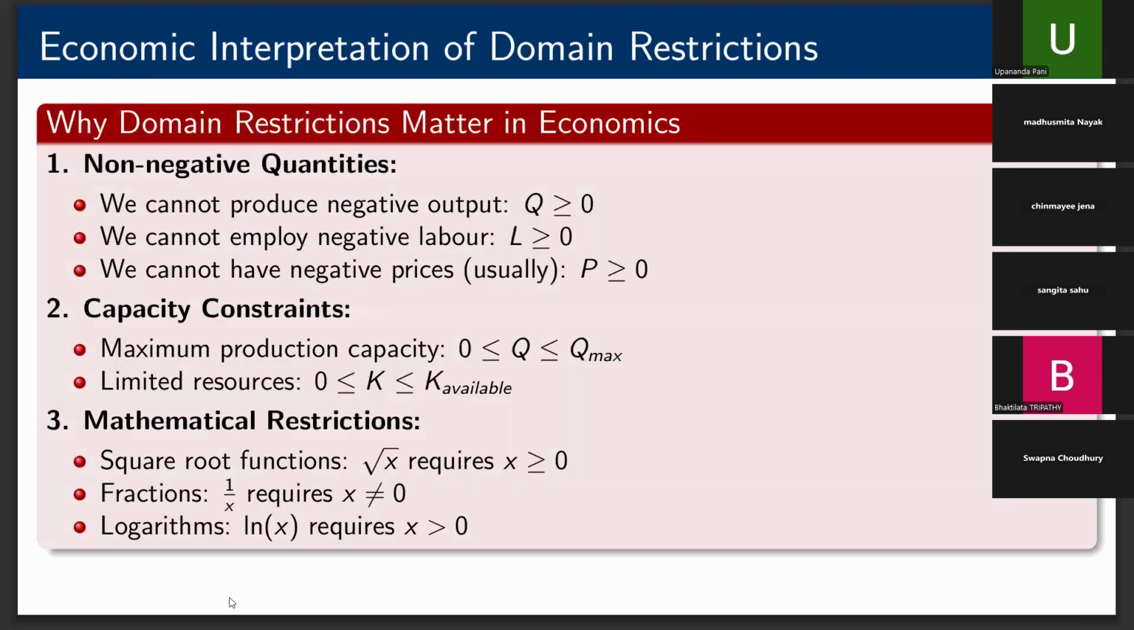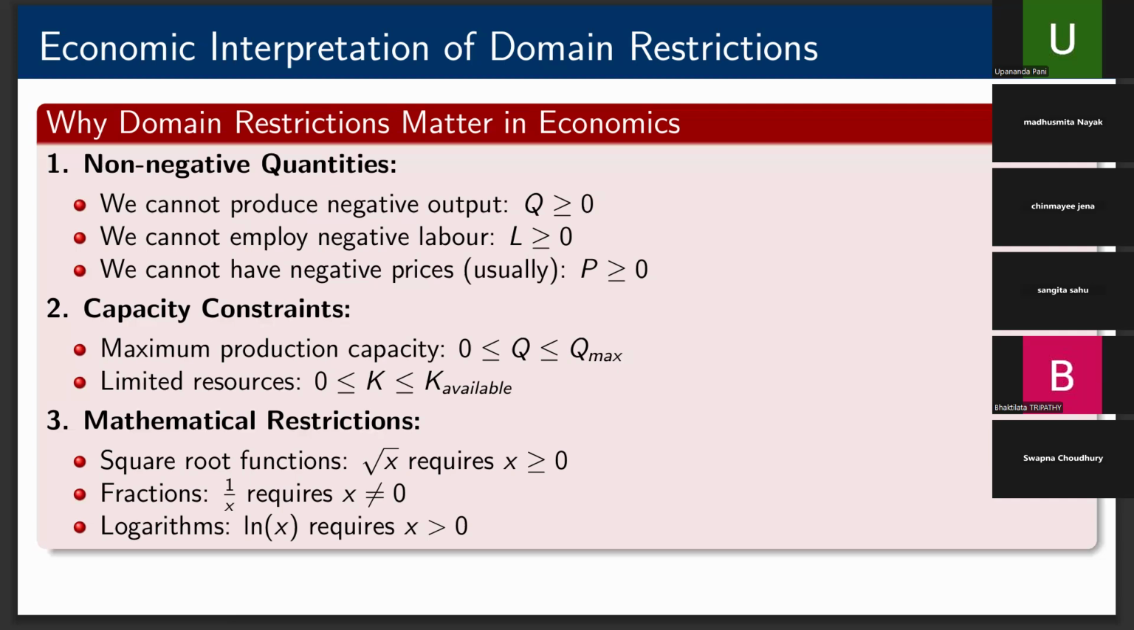Next comes, why does domain restriction matter in economics? Because most economic variables can be measured in positive numbers. Like we cannot measure output in negative numbers. It is meaningless to say that I have produced minus 100 units of output or minus 30 units of output. Output can be measured only in positive numbers. Labor, capital, the number of goods I am consuming, the amount of money I have, all those variables can be measured in positive numbers. That's why the domain is restricted, so that only positive numbers can be taken.